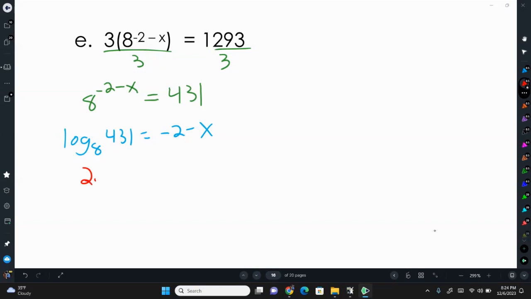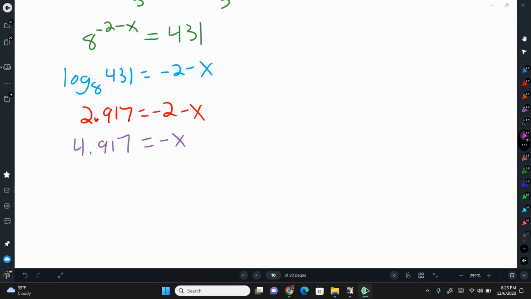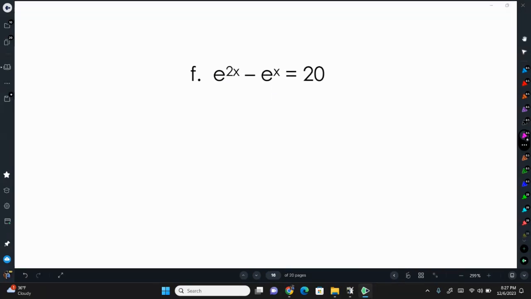So 2.917 equals negative 2 minus x. Then we add 2 to both sides. That gives us 4.917 equals, sorry, equals negative x. And then when we multiply both sides by negative 1, or divide both sides by negative 1, because we want what positive x equals, negative 4.917.